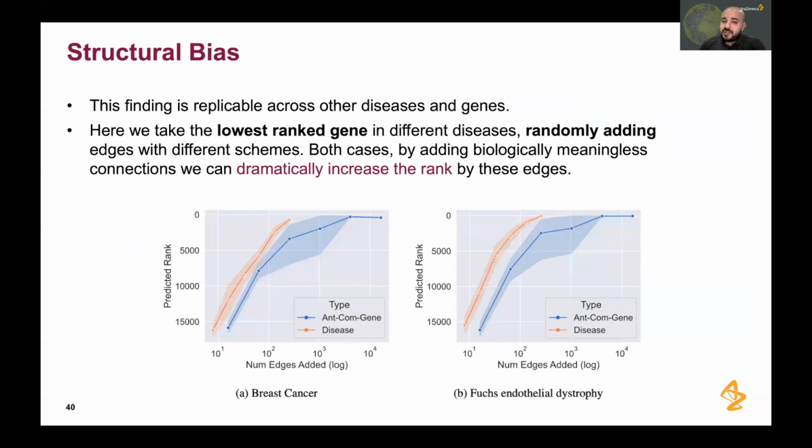Now we can actually work this the other way around as well. We take the lowest ranked gene in different diseases and start randomly adding edges with various different schemas. And then we can show that we can dramatically increase its rank fairly rapidly, actually. So as Stephen mentioned, please take a look at the manuscript to dive into these more in detail.